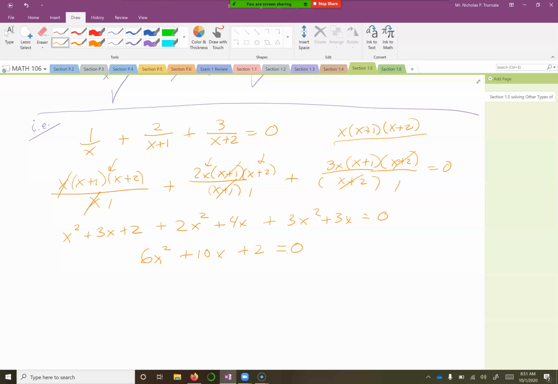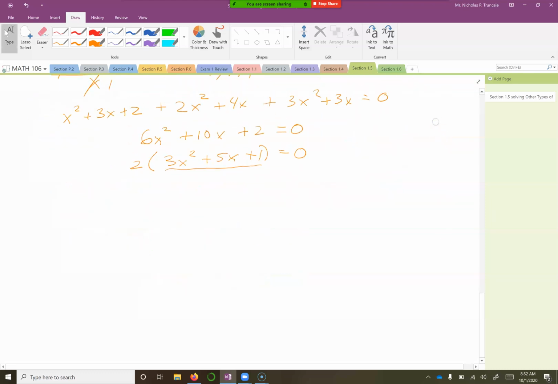Like if you saw, divide this out by 2. Yeah, this is the first step in any quadratic. If you see a GCF, a greatest common factor, get that out of there. So we take a 2 out, and we're left with 3x squared plus 5x plus 1 equals 0. Okay, so when I look at this, this is the thing we now have to solve.